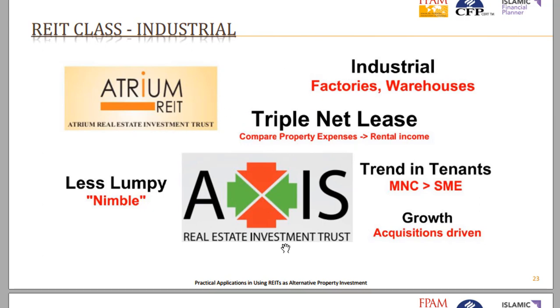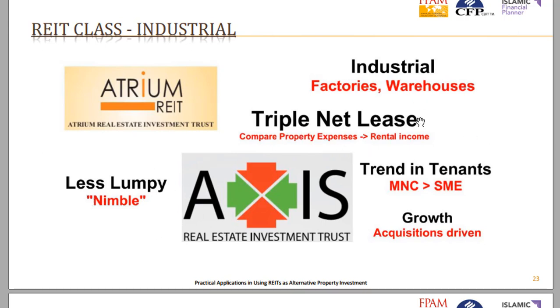And the good thing about industrial REIT stocks like Atrium and Axis REIT is that they are less lumpy, meaning they are very nimble. If the fund manager spots a good opportunity, they can buy that warehouse and inject it into their property portfolio, as compared to, for example, a retail shopping mall. You can't buy a retail shopping mall so easily compared to one logistics center or one warehouse, which is what I mean by less lumpy and more nimble.